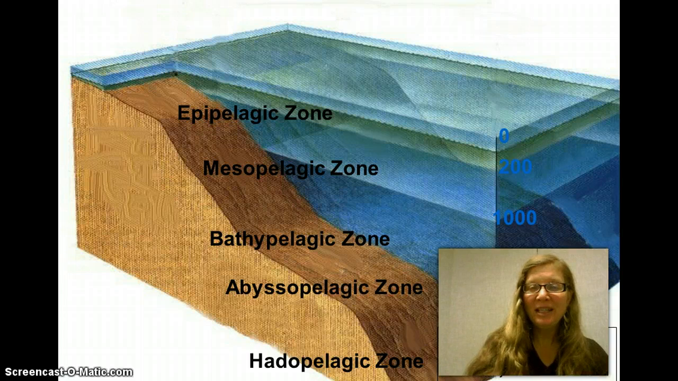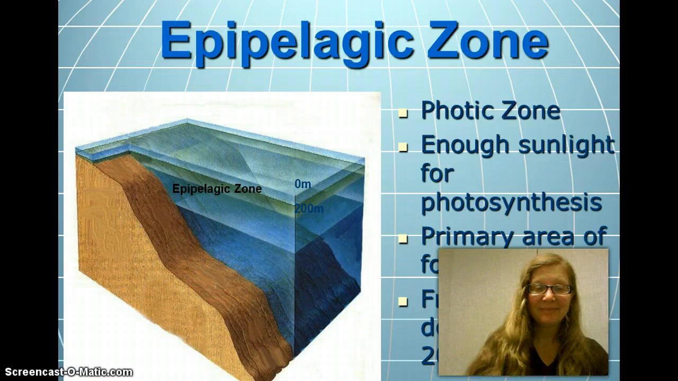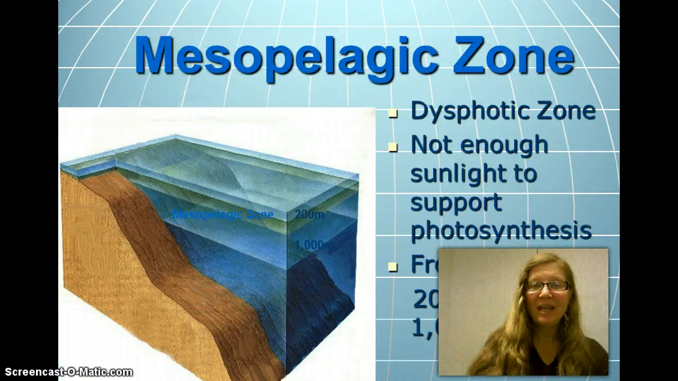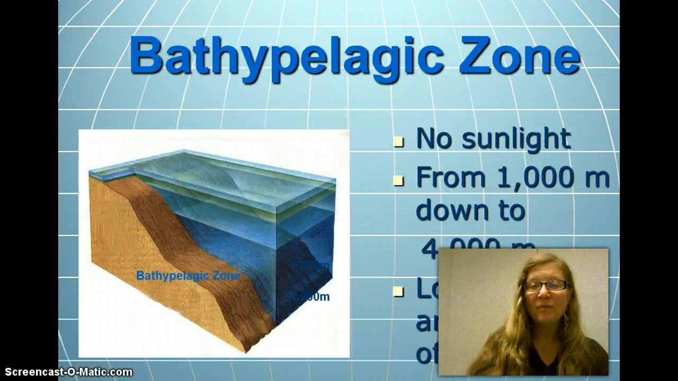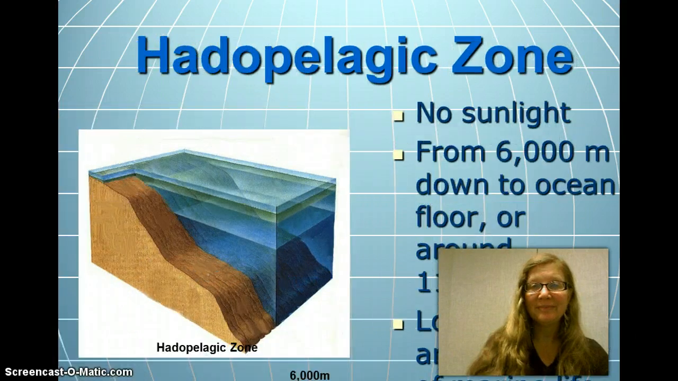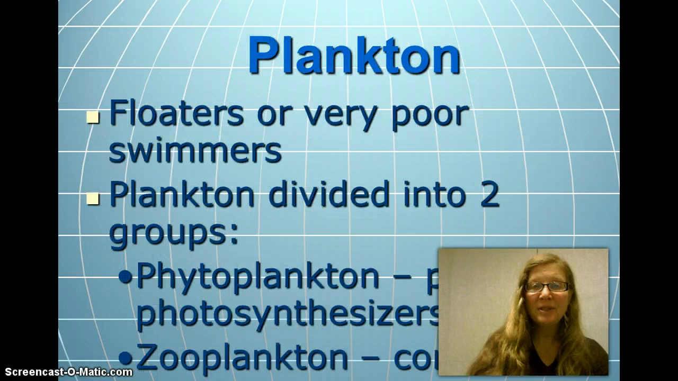And mesopelagic, as you know, each of these specific zones has a specific meter distance, and each has specific sunlight and meters and amounts of marine organisms that are present in each. Again, the three basic life forms that you're going to be considering are the plankton, the nekton, and the benthos. The plankton, of course, are the floaters, very poor swimmers. They're divided into two groups: the phytoplankton, which are the photosynthetic organisms, and the zooplankton, which are the consumers.